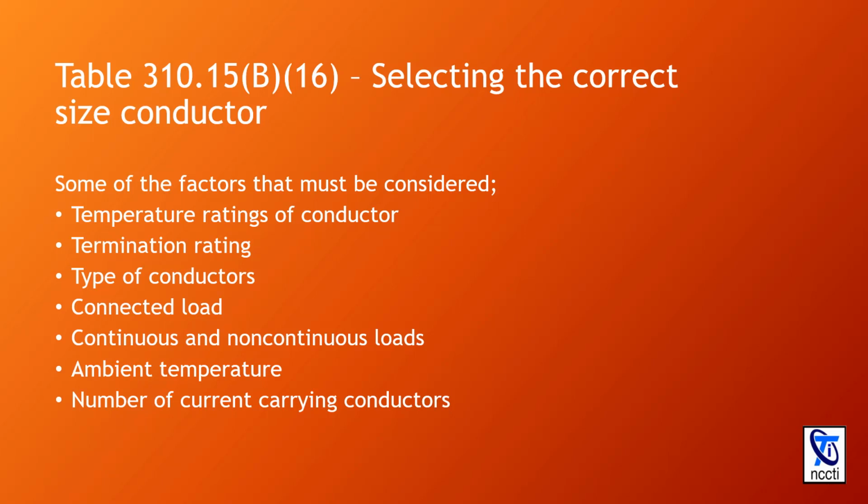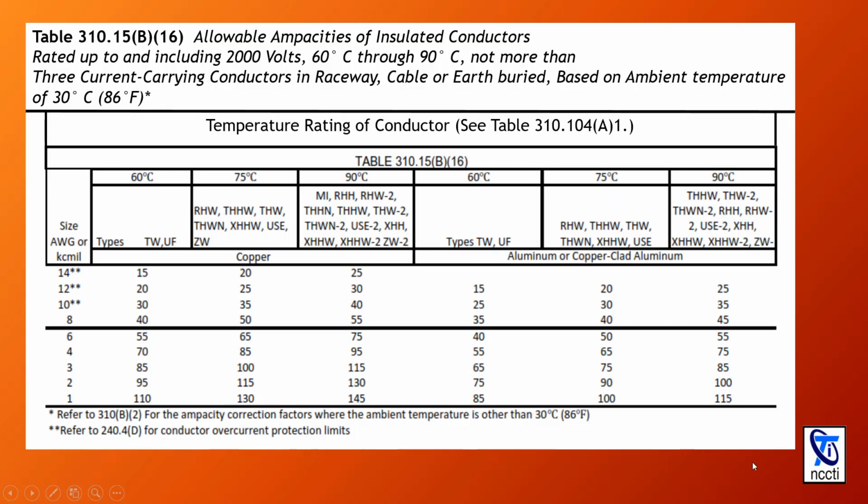Take a look if you get a chance at 110.14C, type of conductors, that'll be in table 16, connected load, continuous and non-continuous load. Take a look at 210.19A, ambient temperature. You've got two tables here, 310.15B 2A and B, and then the number of current carrying conductors, table 310.15B 3A.